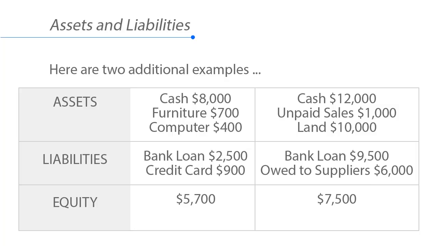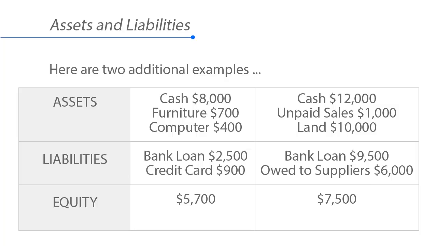In the first example, we have cash of $8,000, furniture of $700, and a computer of $400. These are all assets, and if we add them together, we get $9,100. We have liabilities of a bank loan for $2,500 and a credit card of $900. If we add our liabilities, we get $3,400. If we subtract those two totals, we get $5,700 in equity.